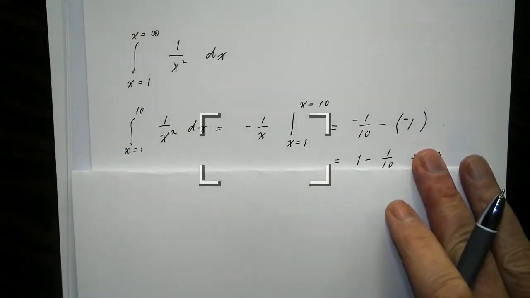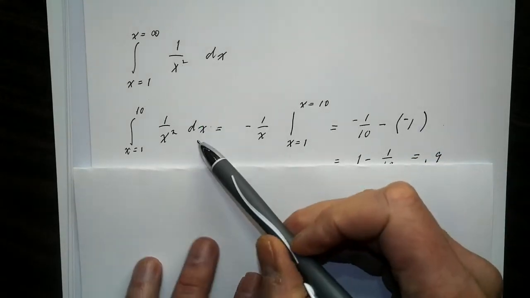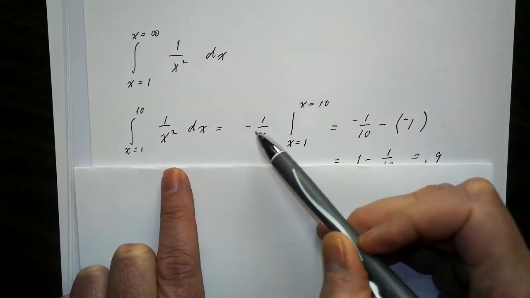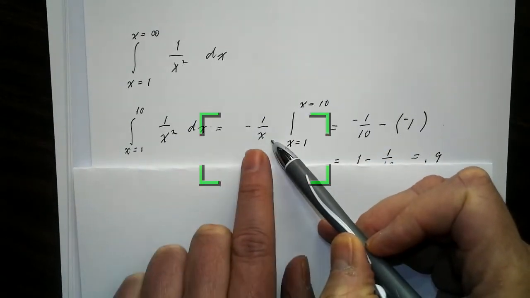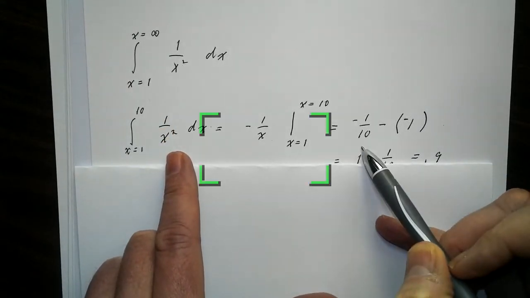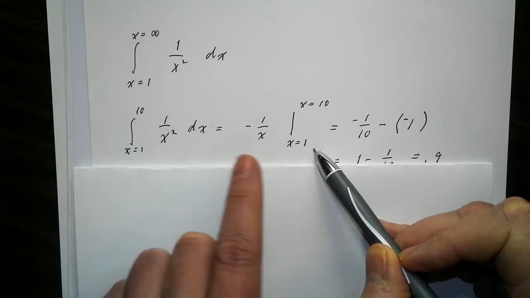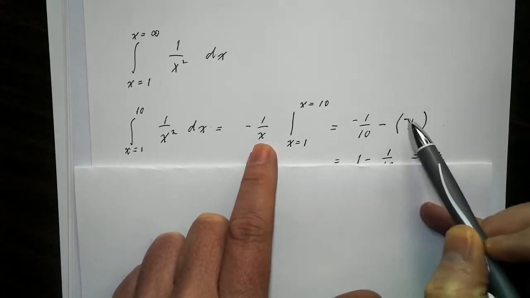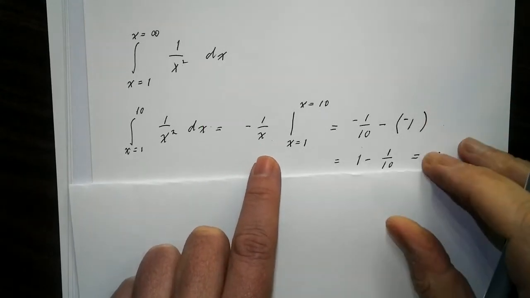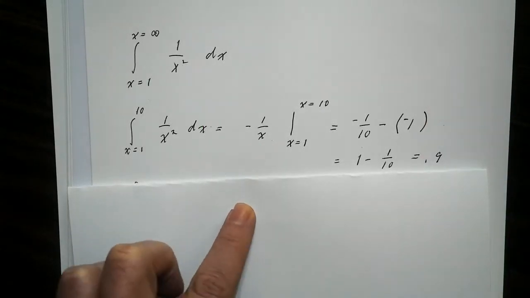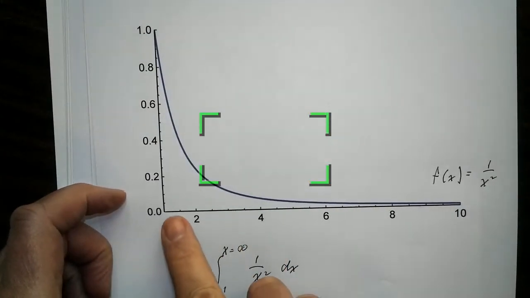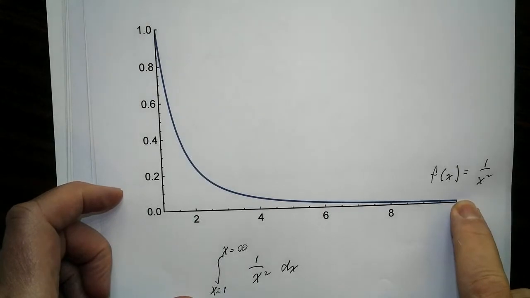So let's say we integrate from 1 to 10, 1 over x squared dx. By the power rule, the antiderivative of 1 over x squared would be minus 1 over x. If we substitute 10 in, we get minus 1/10, minus what we get when we substitute 1 in, which would be minus 1 itself. So we'd have minus 1/10 plus 1, which is 9/10. So that represents the signed area between the graph, the x-axis, x equals 1, and x equals 10.